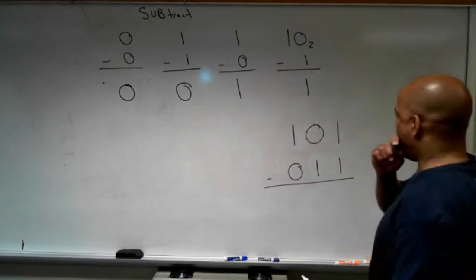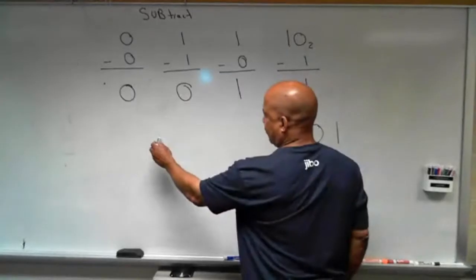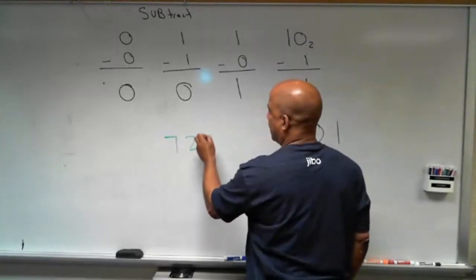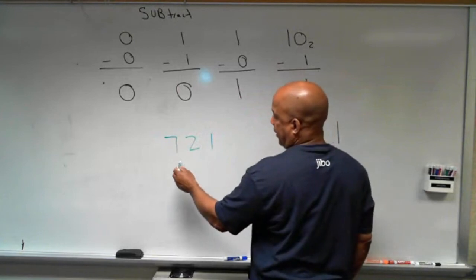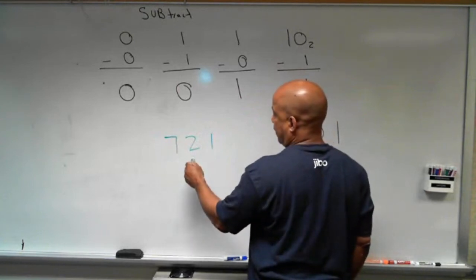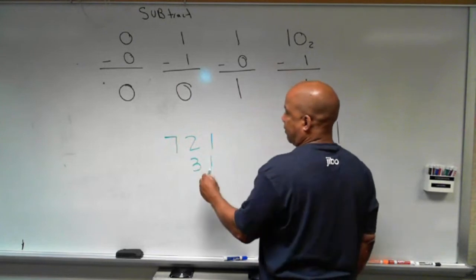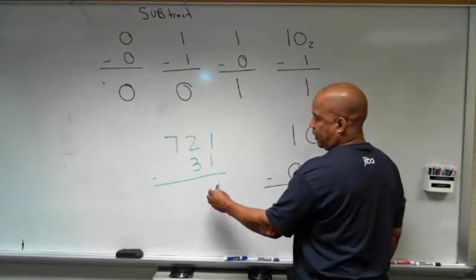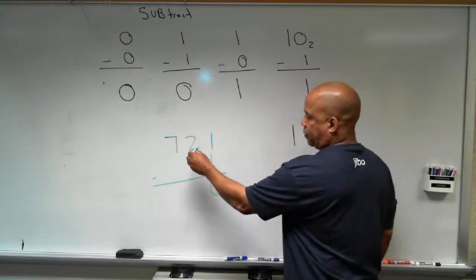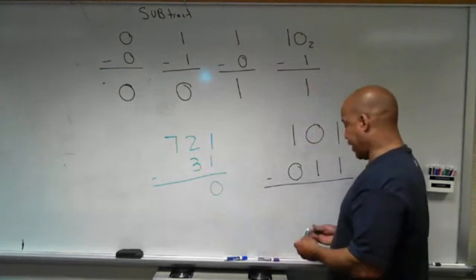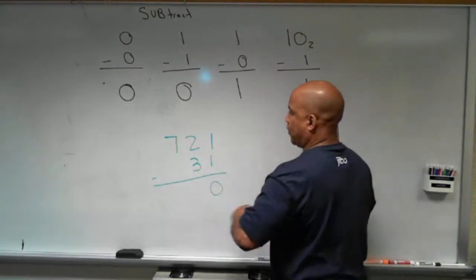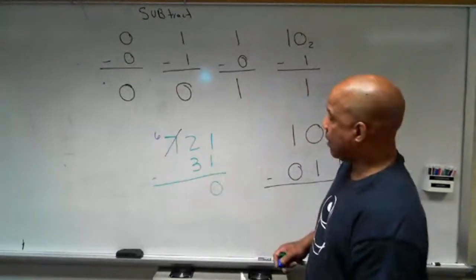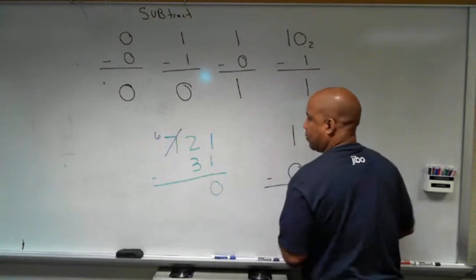So with this one, it works just like in base 10 subtraction. Let's say I had 721 and I was going to subtract 31, like that. I say 1 minus 1 is 0. Here I say 2 take away 3. Well, I can't do that. So what do I need to do? If I come over here, I decrease this by 1, and the 1 that I borrowed, I write that over here.